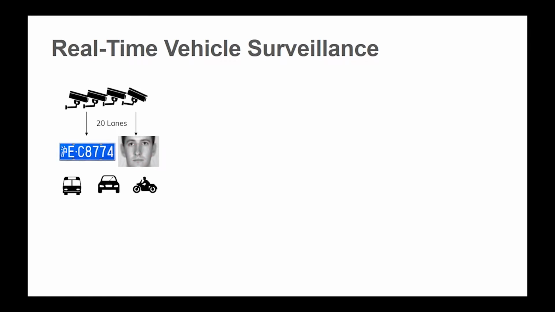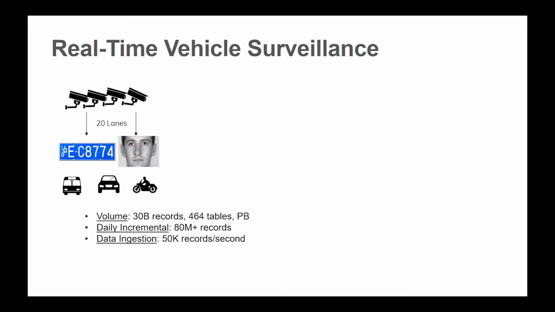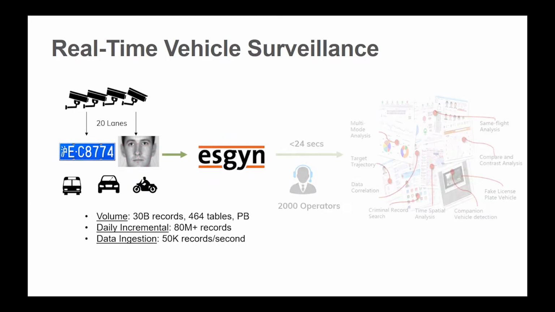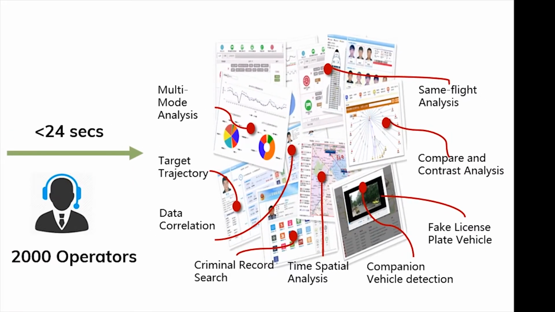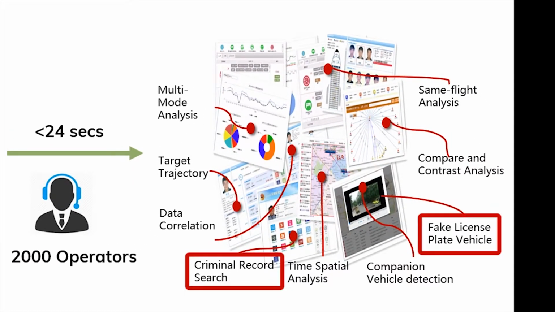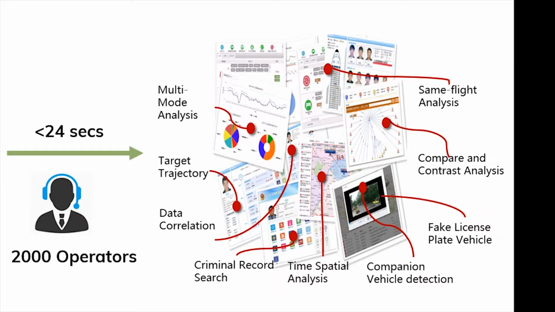Here we have a vehicle surveillance system in China, whereby license plates are captured and driver facial recognition is performed at toll booth lanes across the province, with huge amounts of data continuously fed into EsgynDB. Over 2,000 operators are active on the system concurrently, running a variety of reports and analyses, checking for fake or duplicate license plates, and searching for criminals and so on. Real-time data coupled with fast response times are critical success factors for this customer.